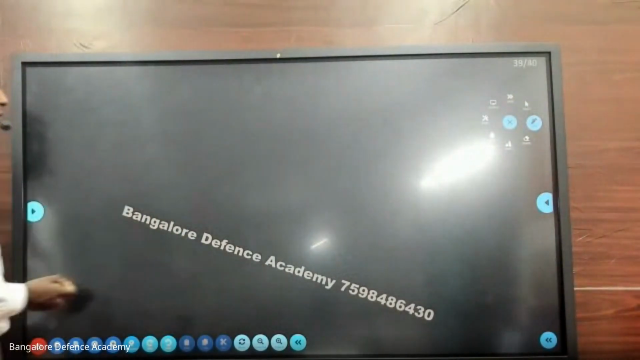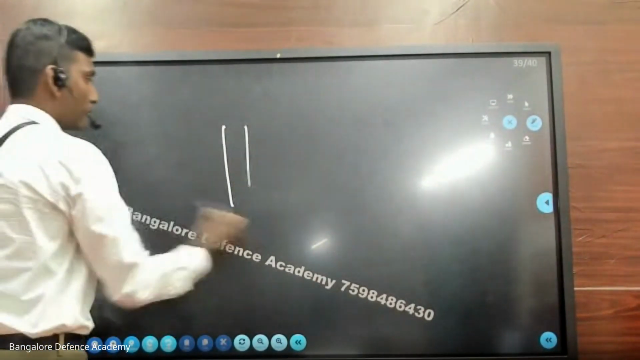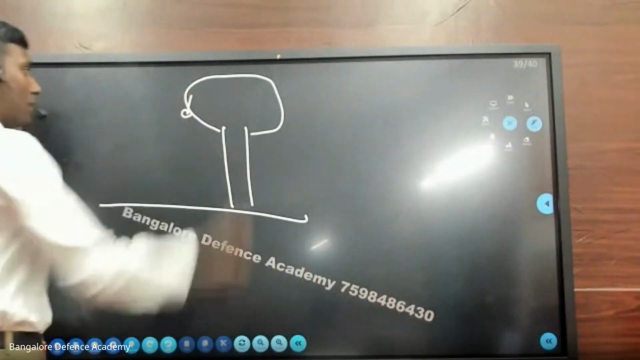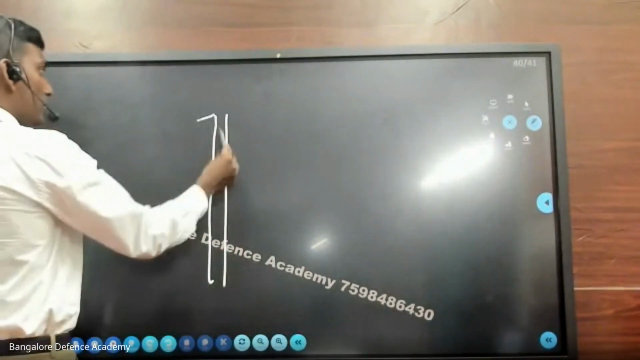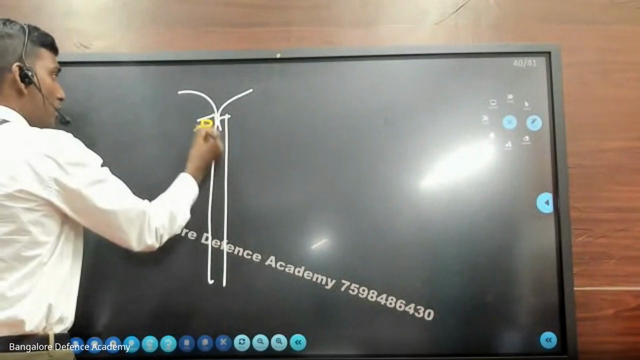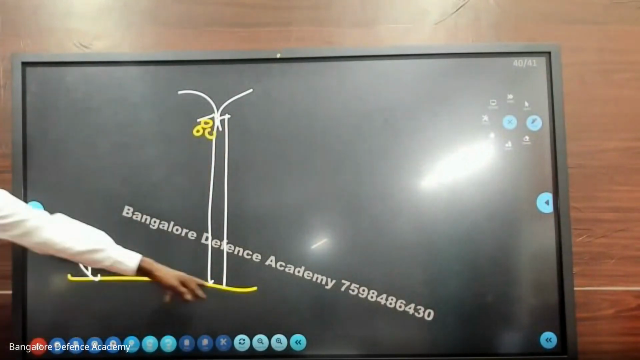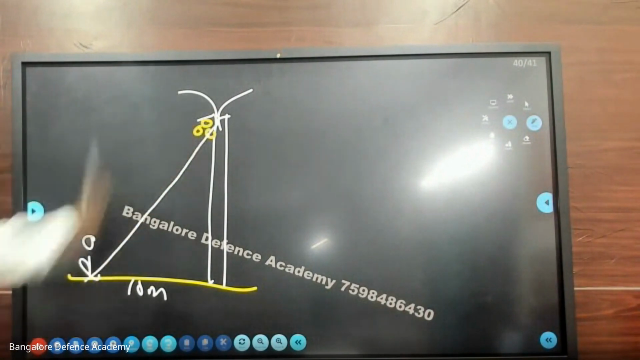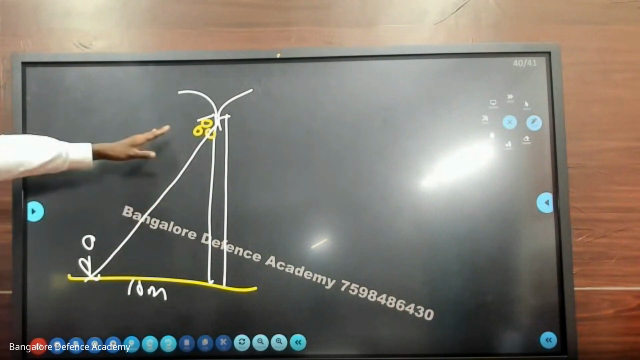Next, you will have a question like this. Look at this. Imagine there is a tree, let me take a coconut tree. There is a coconut tree here and there are a lot of coconuts. A boy is standing on the ground. The coconut tree is 10 meters from his feet. What should be the length of the ladder to reach the coconut?